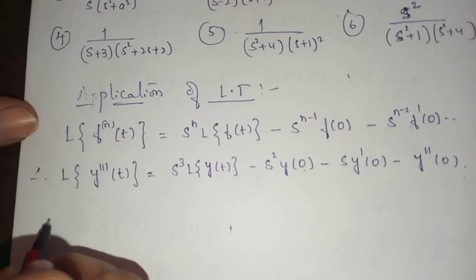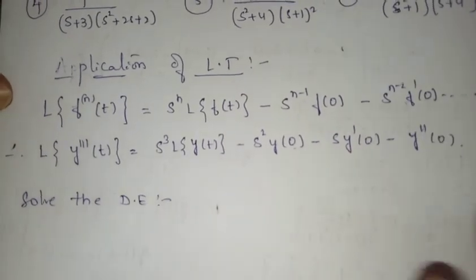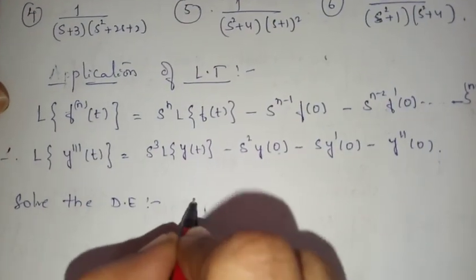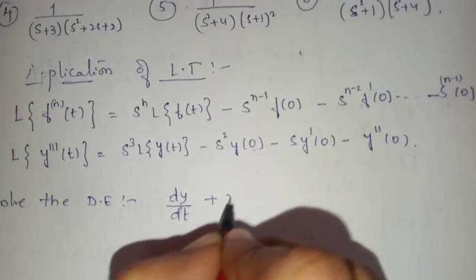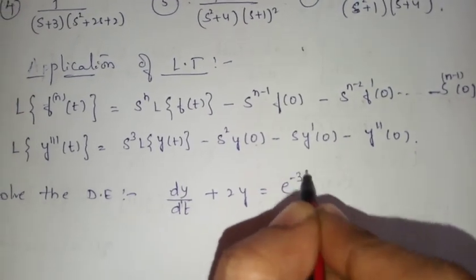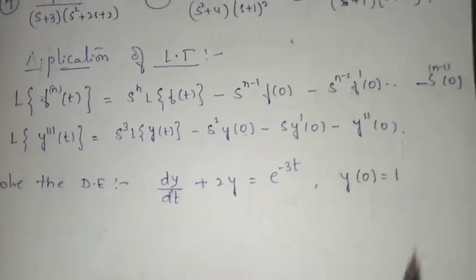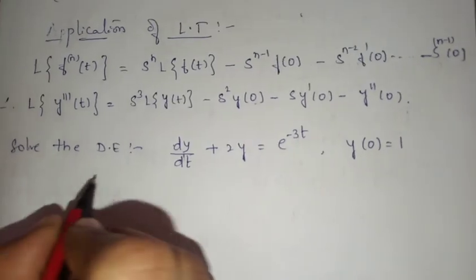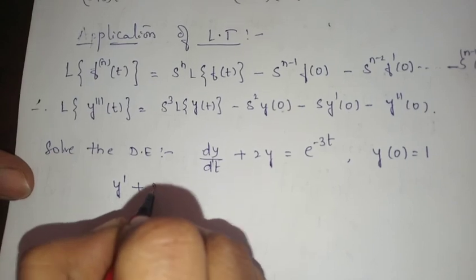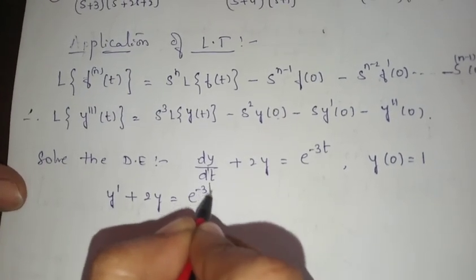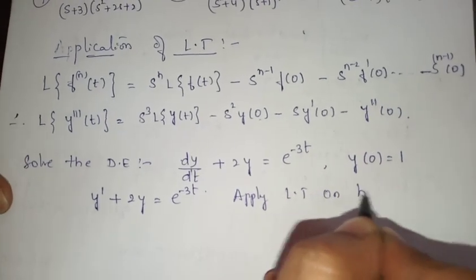If you have to solve a differential equation, we can solve any order differential equation here. Suppose you have the differential equation of first order, dy by dt plus 2y equal to e to the power minus 3t. Because it is a first order equation, you have only one condition, that is y of 0. So now first write this as y dash plus 2y equal to e to the power minus 3t. Apply Laplace transform on both sides.